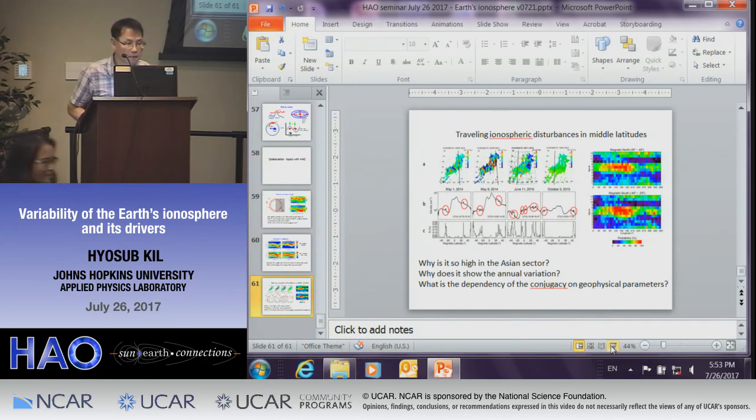You did mention the tsunami also. The 2011 tsunami was very clearly seen traversing the Pacific in the ionosphere. Not shown here, right? But yes, I know that. It's a very interesting effect.